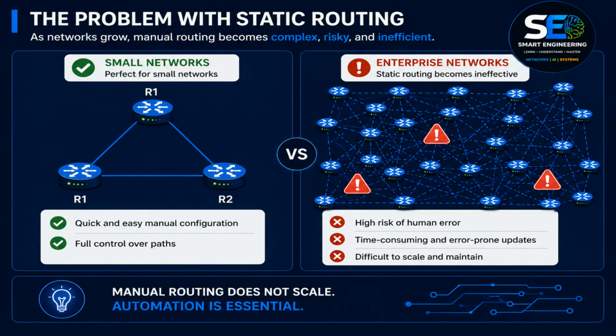Even worse, static routing cannot automatically react to failures or broken links. If a connection goes down, administrators must manually reconfigure routes before communication can be restored. This is why modern networks rely on dynamic routing protocols. Automation becomes essential to ensure scalability, reliability, and rapid adaptation to network changes.